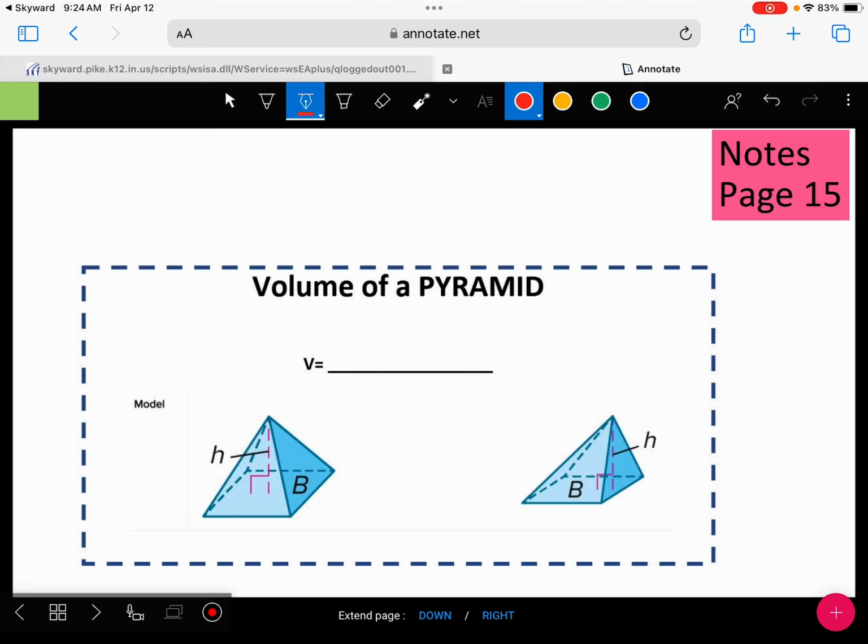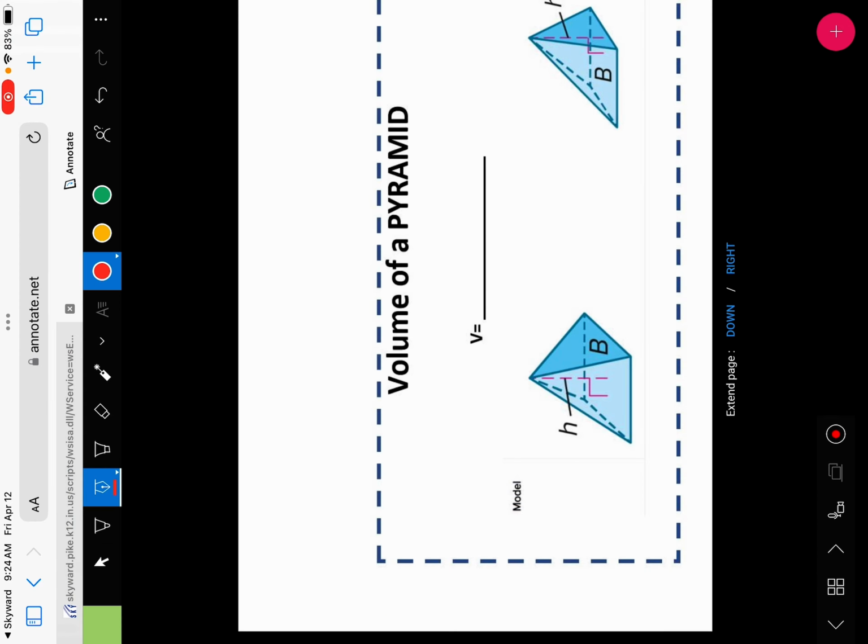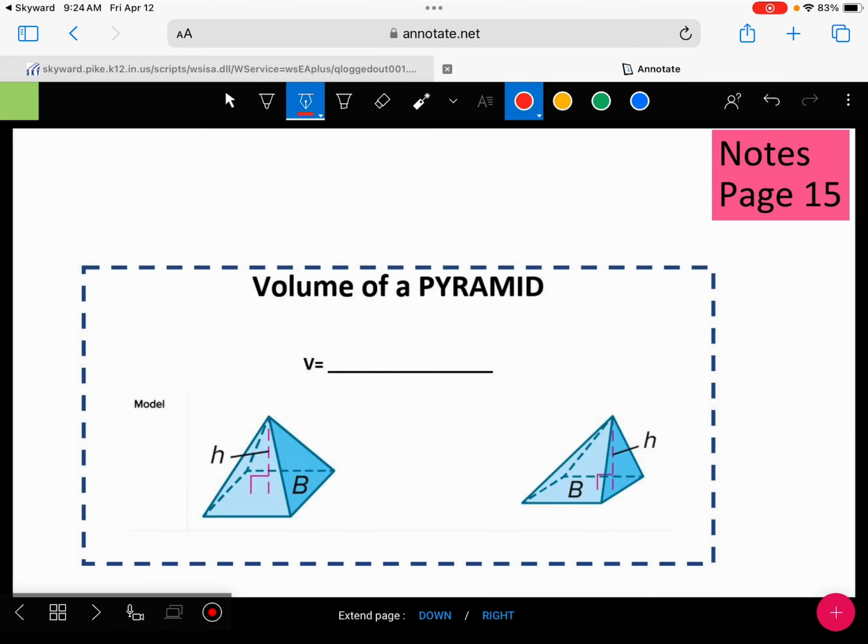All right, just 2 more questions for today and then we'll be done. So I want to go to page 15 and now let's talk about volume of a pyramid. So we started off with volume of a prism. How do you find the volume of a pyramid? So on page 15, let me see here.